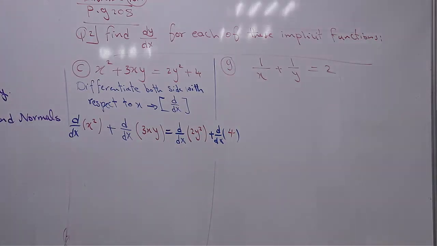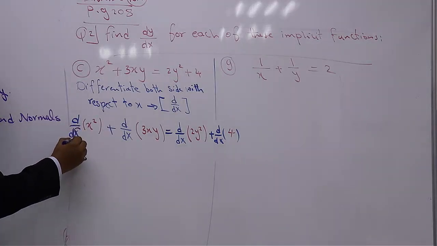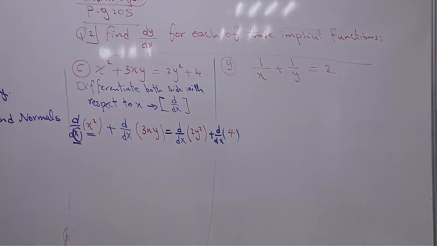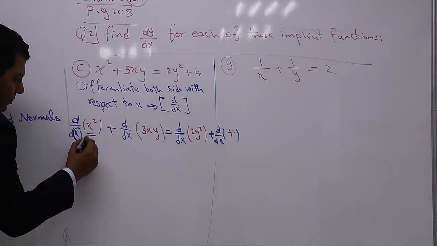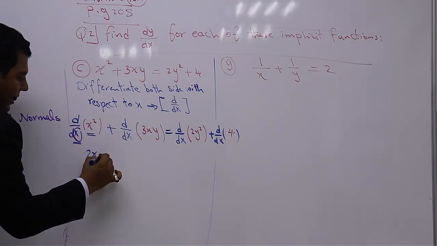Now we're going to differentiate each one. Look at the variable here. The variable here is x, and the variable here is x. So the variable is agree. So I can differentiate this normally, as you know, using power rule. The derivative of x squared will be 2x plus.